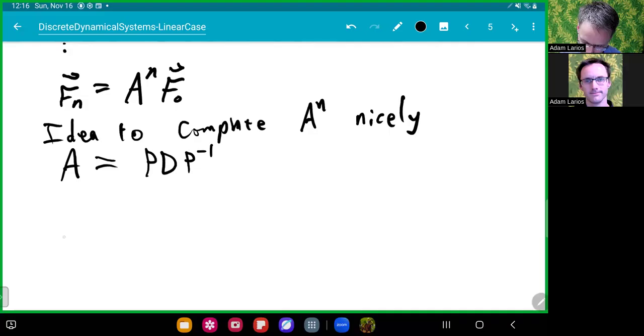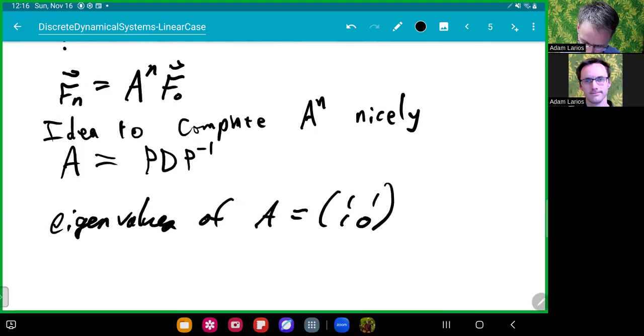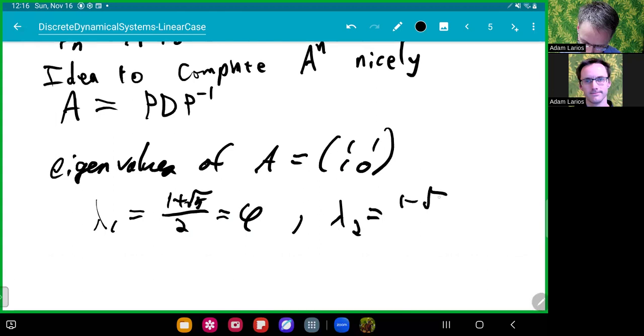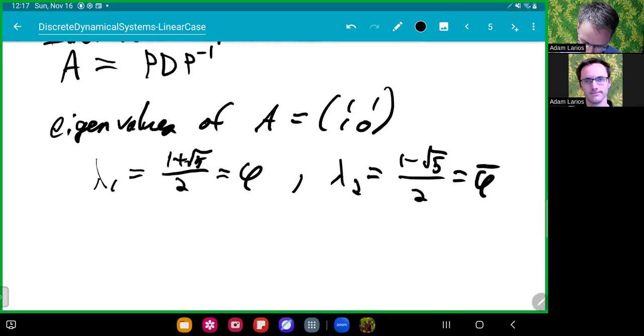Okay, so let's look at the eigenvalues of A. Remember that A is just this matrix 1, 1, 1, 0. It's pretty straightforward to find the eigenvalues. It turns out that lambda 1 is (1 plus square root of 5) divided by 2, which is just our golden ratio phi coming up again. Kind of interesting. And lambda 2, the other eigenvalue, is (1 minus square root of 5) divided by 2, and that's our phi bar. Okay, so we're seeing these two characters show up again.